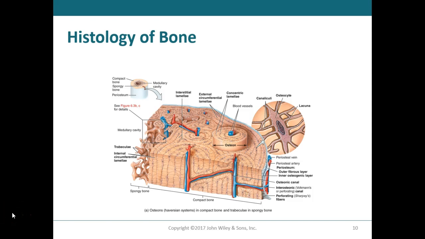Another thing to notice here when you're looking at the structure of compact bone is all of your osteons are aligned in the same direction, and they're aligned along the lines of stress on that bone. So because these long tubular structures of all of these osteons are in the same direction, this allows these bones to be able to withstand a lot of force.